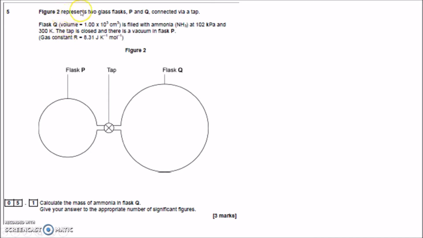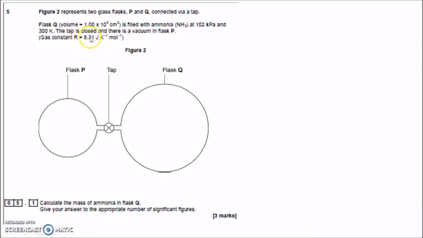Question 5. Figure 2 represents two glass flasks, P and Q. P looks a bit smaller than Q, connected via a tap in the middle. Flask Q, volume 1 times 10 to the power 3 centimetres cubed, is filled with ammonia, NH3, at 102 kilopascals and 300 kelvin. The tap is closed and there's a vacuum, which means there's nothing in flask P.